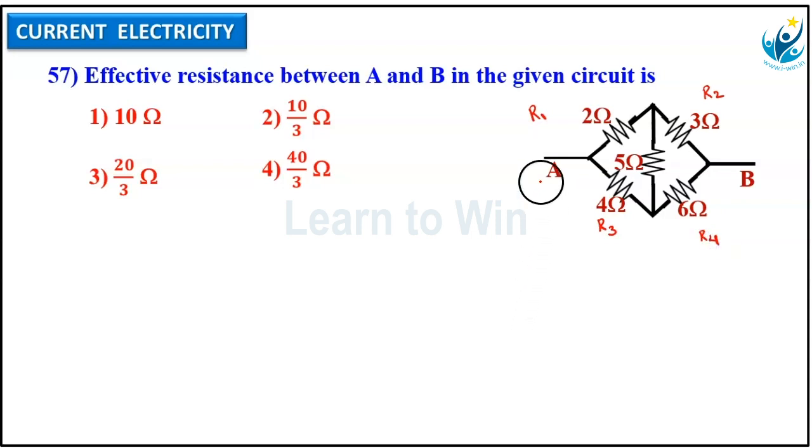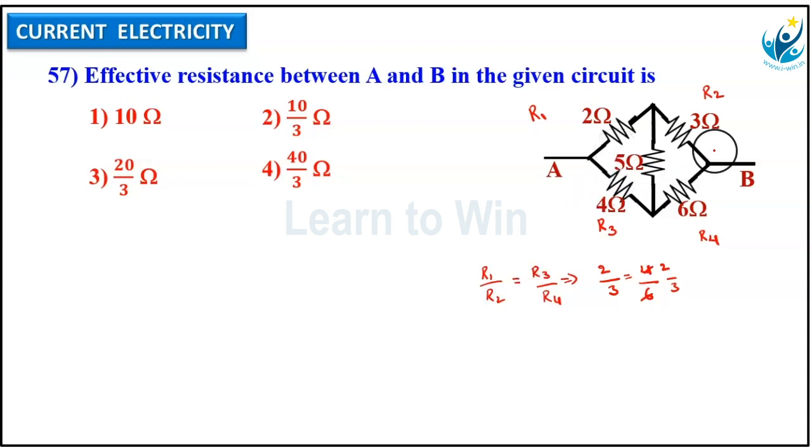Under balancing condition, what is balancing condition of Wheatstone's bridge? R1 by R2 is equal to R3 by R4, which implies what is R1? 2 ohm. What is R2? 3 ohm. 2 by 3 is equal to R3 by R4, 4 by 6. The 4 by 6 value is also 2 by 3. Means here R1 by R2 is equal to R3 by R4, satisfying in this circuit. Means it is the Wheatstone's bridge model under balancing condition.